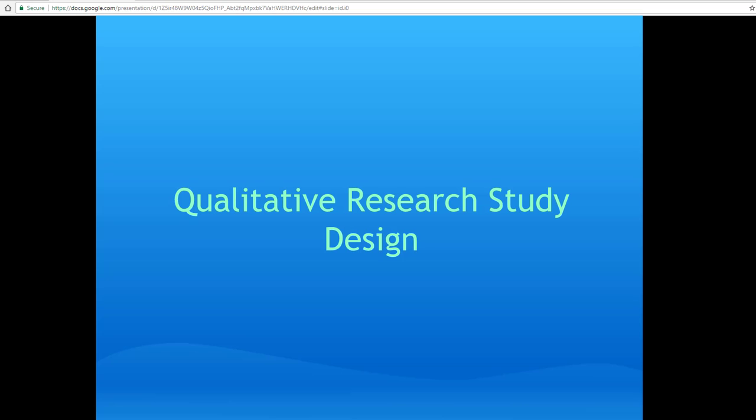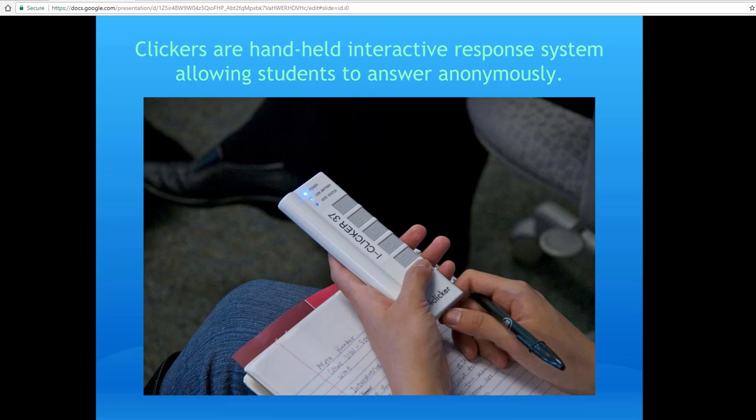Qualitative Research Study Design. Hello there, my name is Renee and I'm developing a qualitative research study to be done on clickers. Clickers is not currently used within our Health Information Management coding courses, but it is a technology that I'm currently looking into to possibly add.